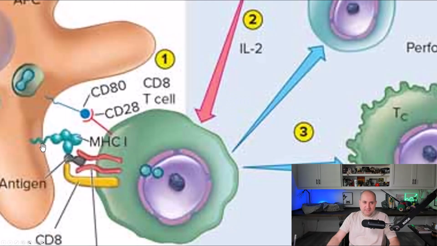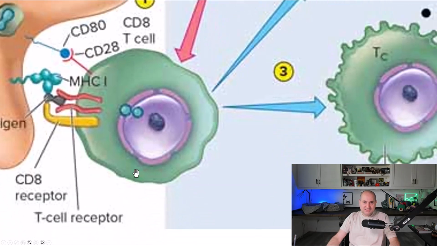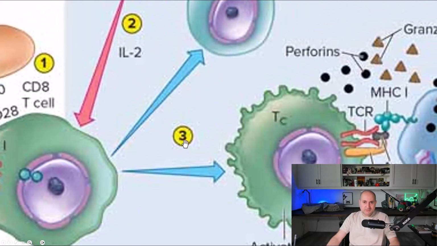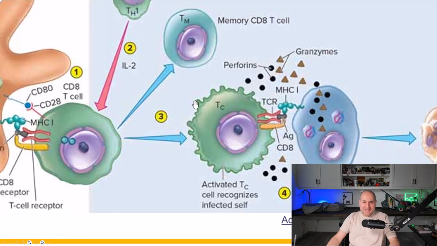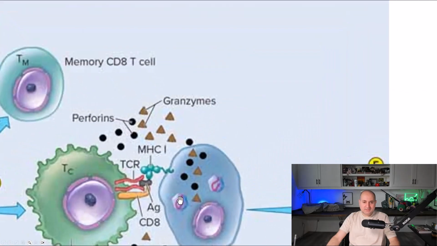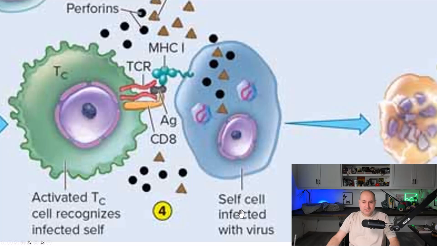Yeah, see this on MHC I, if there's foreign antigen on MHC I on any nucleated cell, including a macrophage, that activates the CD8 positive cytotoxic T cell, which will then differentiate and proliferate into memory CD8 T cells, as well as effector activated CD8 T cells, right? Cytotoxic T cells, which will then track down any self cells, right? Any of your cells that display the same antigen, present the same antigen on its MHC I.